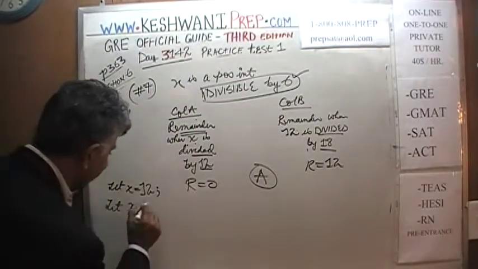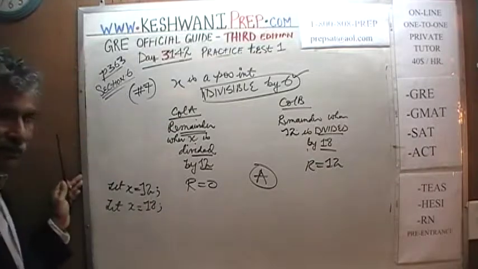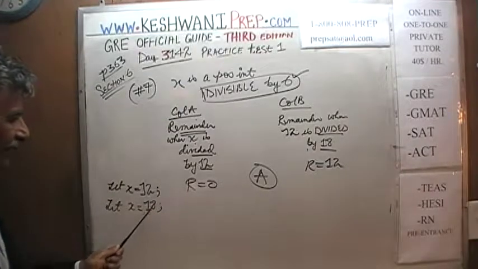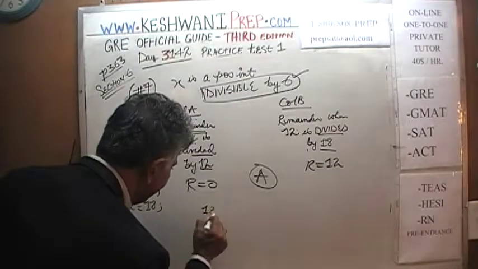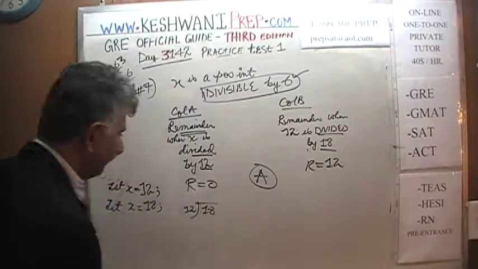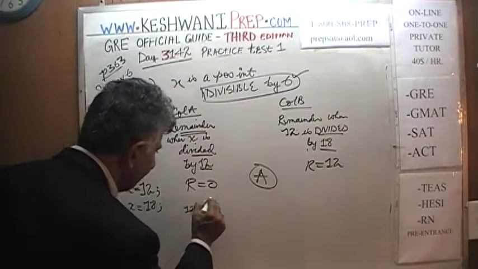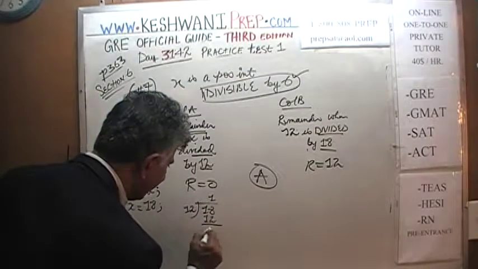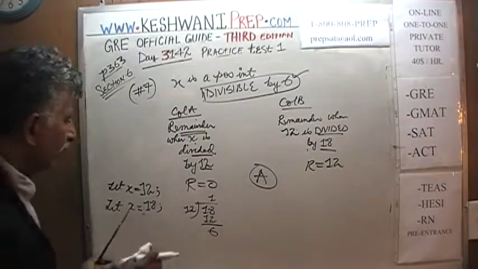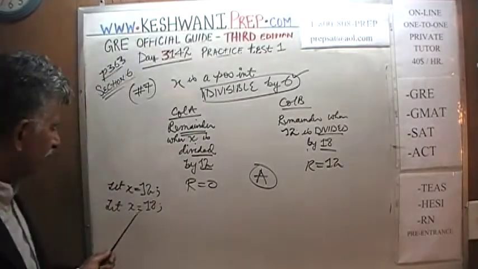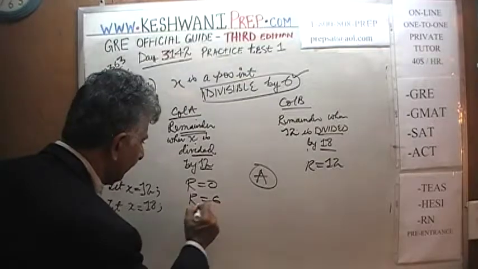This time, let's do the other way around. Let x be 18. If x is 18, what's the remainder when we divide 18 by 12? If we divide 18 by 12, how many 12s does 18 have? 18 has one 12. If we take away 12, we have a remainder of 6. So when we divide 18 by 12, we have a remainder of 6.